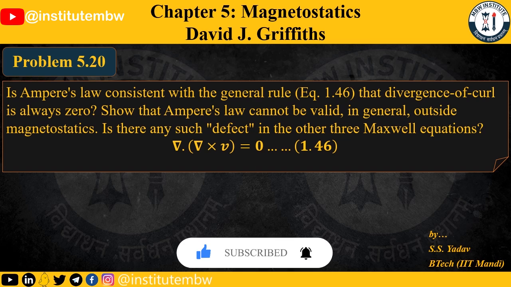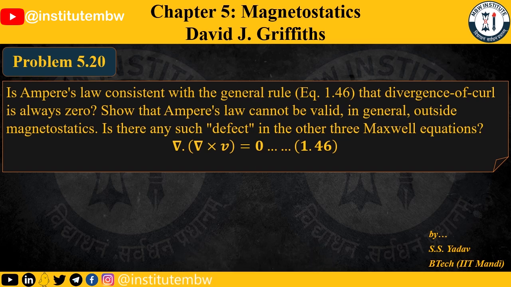In this video, we will solve problem 5.20. In this problem, we have to see the consistency of Ampere's law, whether it is consistent with the general rule, that is equation 1.46. Equation 1.46 says the divergence of curl is always 0, and we have to show that Ampere's law cannot be valid in general outside magnetostatics, and find out if there is any such defect in the other three Maxwell equations.